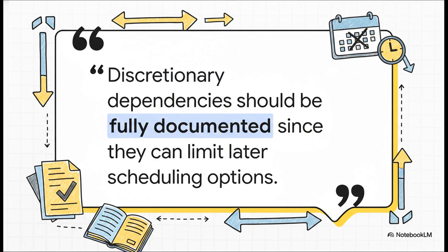Okay, this right here is a huge pro tip. You absolutely must document why you made the choices you did for your discretionary or soft logic dependencies. Why? Because those choices can eat up your schedule flexibility, your float, and if you need to crash the schedule later, they can box you in. Writing down the why protects you and lets everyone know it was a deliberate choice, not an oversight.